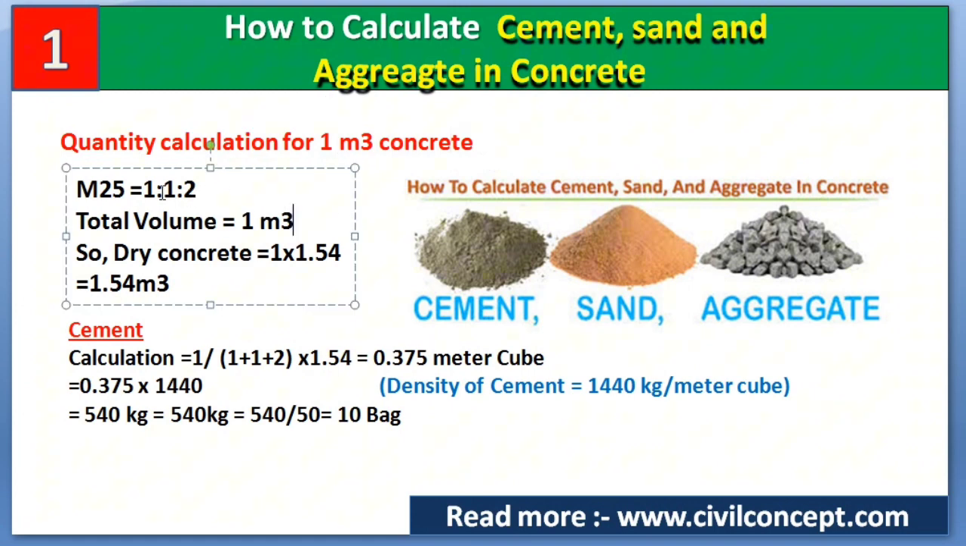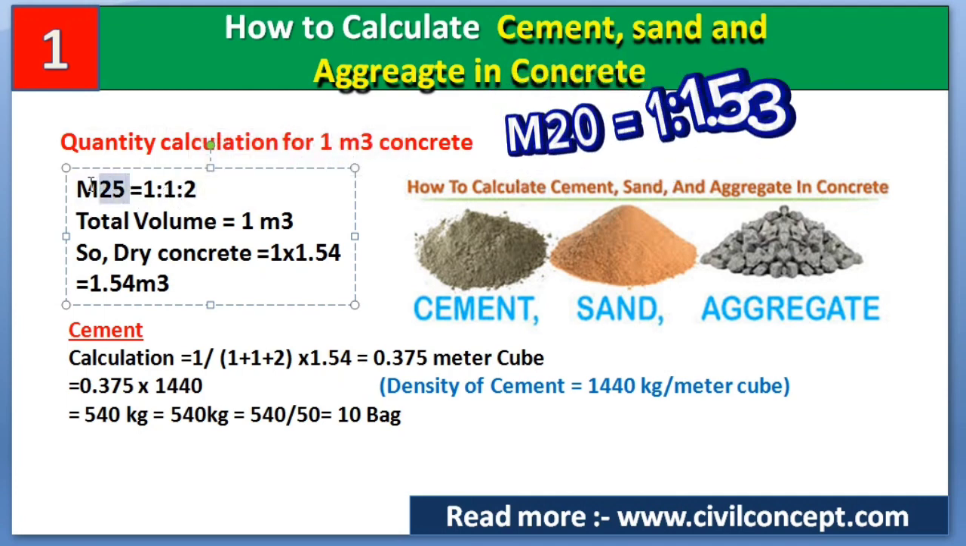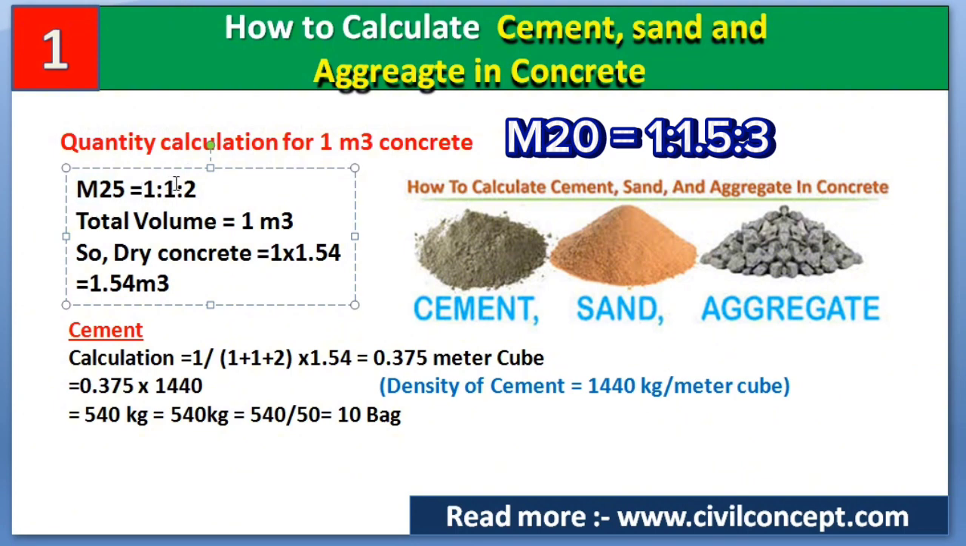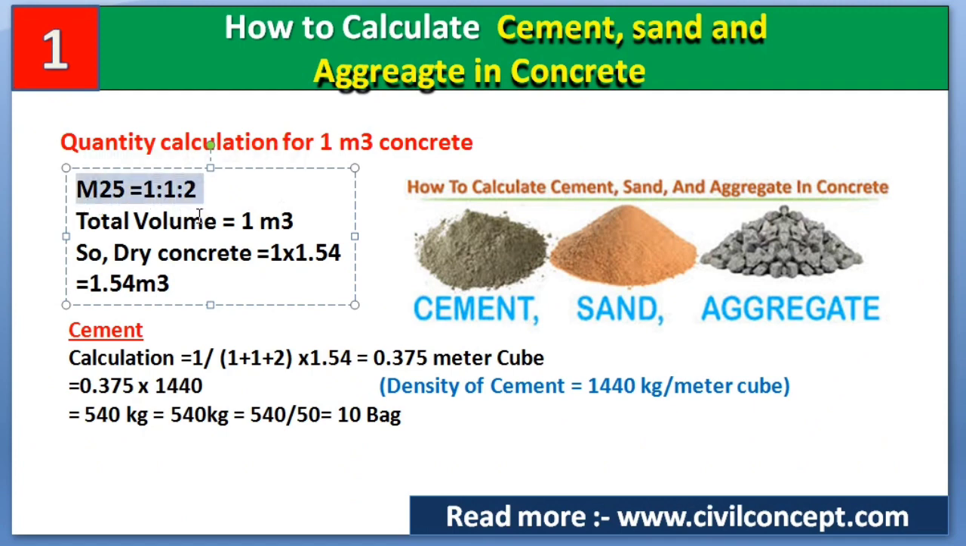Here I will take the example of M25 grade of concrete, and the mix ratio of M25 grade of concrete will be 1:1:2. This is the part of cement, this is the part of sand, and this is the part of aggregate. You can also take the example of M20 grade of concrete, which will be 1:1:3. Here I will show you the example of M25 grade, and similarly you can take a different grade of concrete.